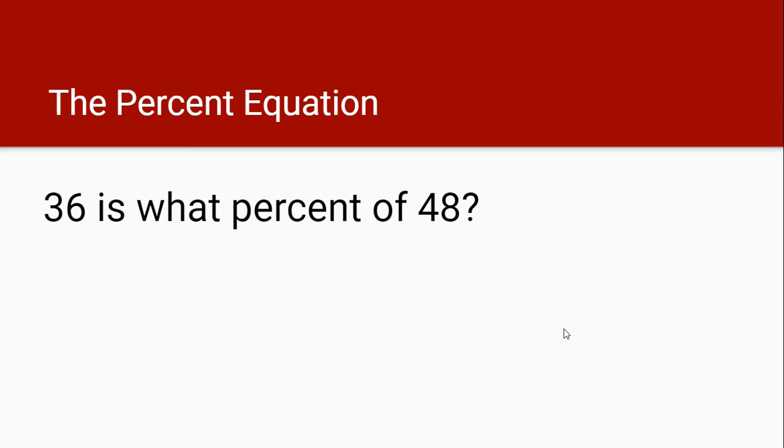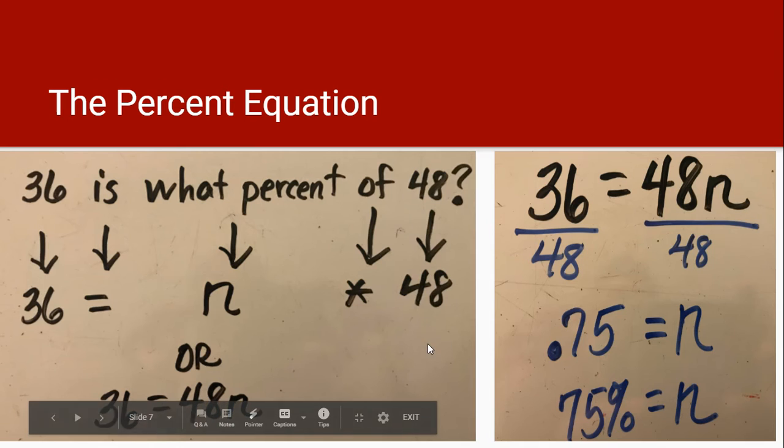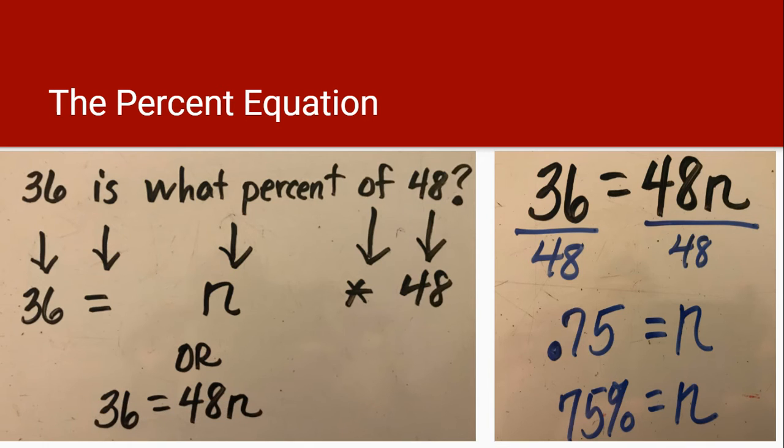All right, you try this one for yourself. Pause the video, and then I'll show you the answer. 36 is what percent of 48? All right, so this is what you should have written for your equation. 36 equals n times 48, or another way to say it, 36 is equal to 48 times n, and then divide both sides by 48.